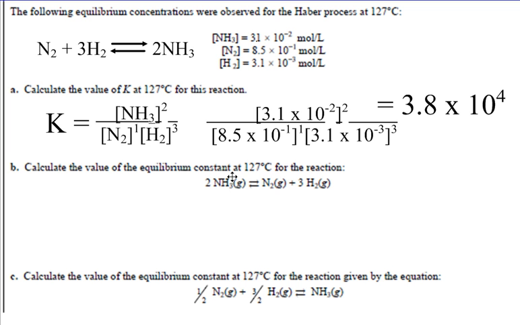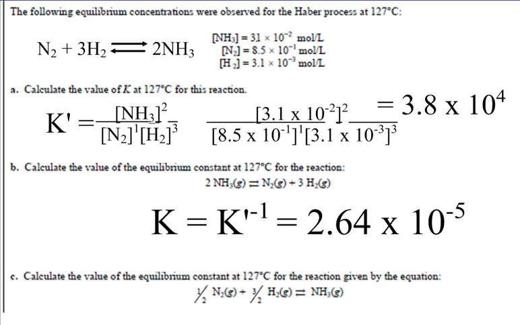Next, we're asked to calculate the equilibrium constant for the reverse reaction. It's going this way when we calculate it. Now look at it, it's going backwards. So let's call this K prime for lack of a better definition. In the reverse reaction, this K would equal the inverse of K prime. So I take this value and put it to the -1, and I find that K equals 2.6 times 10 to the minus 5.